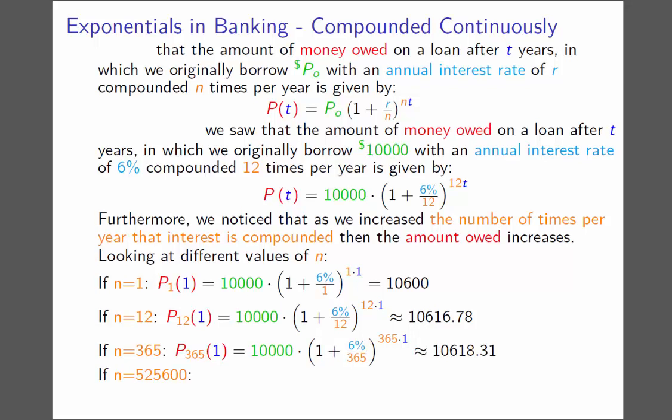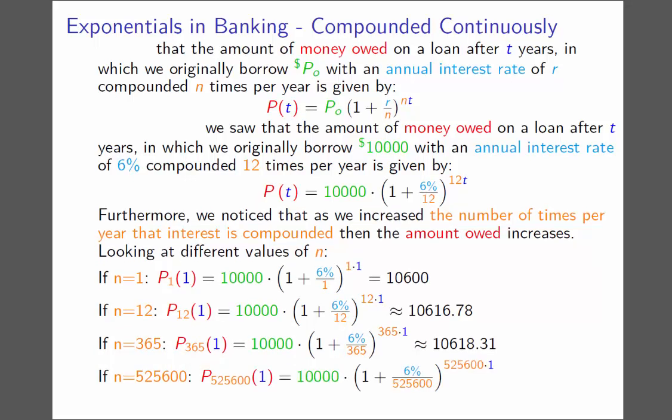And what if we go even further and compound every second, which means that n is 525,600? Then the amount owed after 1 year is given by 10,000 times (1 plus 6% over 525,600) raised to the 525,600 power, which comes to roughly $10,618.37. Again, it's increased a little bit from compounding every day, but not by that much.